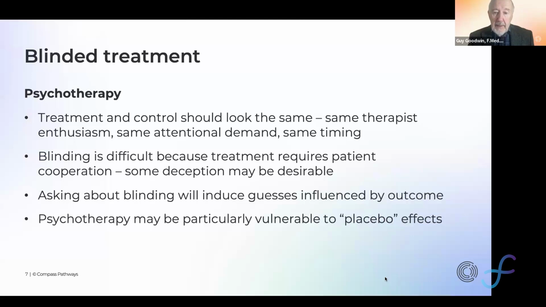If you ask about blinding, you'll induce guesses, again, that will be influenced by the outcome. And I think it's true that psychotherapy may be particularly vulnerable to placebo effects, by which I mean placebo in the sense of pleasing, wanting to please the therapist, wanting to make the therapist feel good. Our patients are very good like that. They tend to score us very highly for our efforts, even though they're not necessarily doing great.